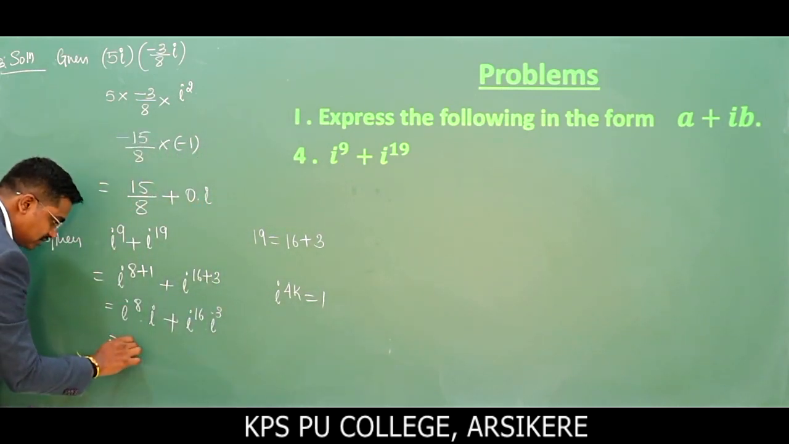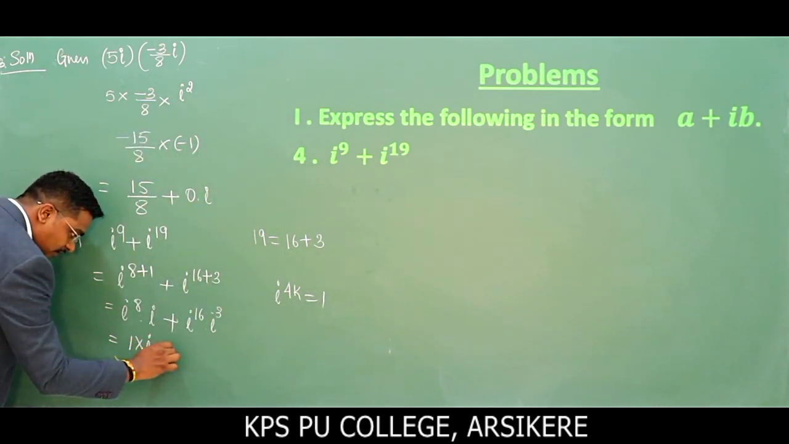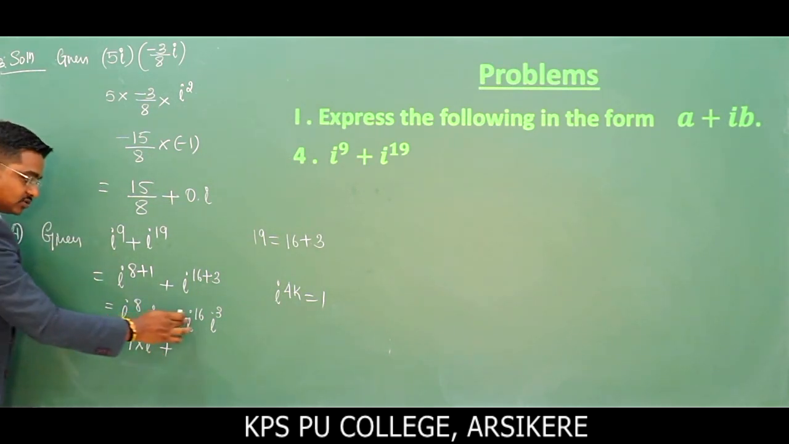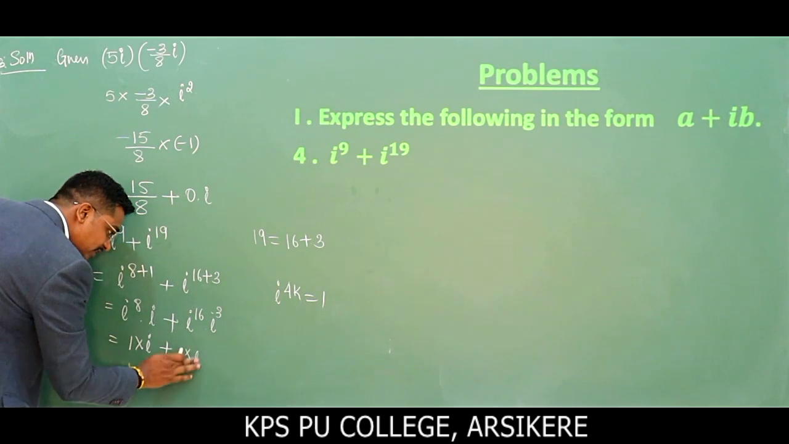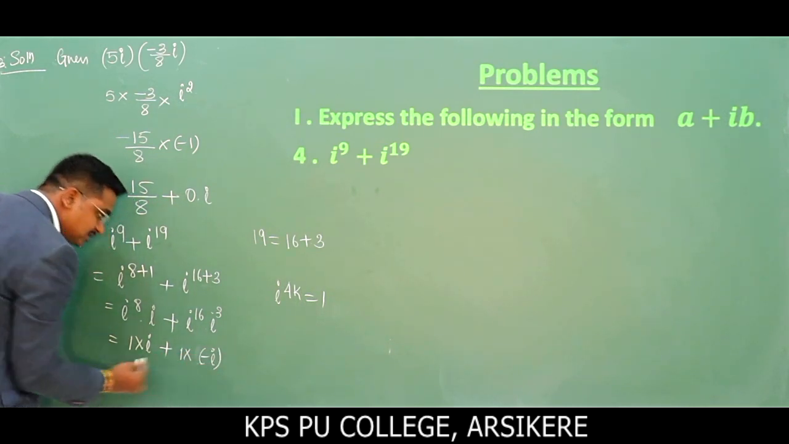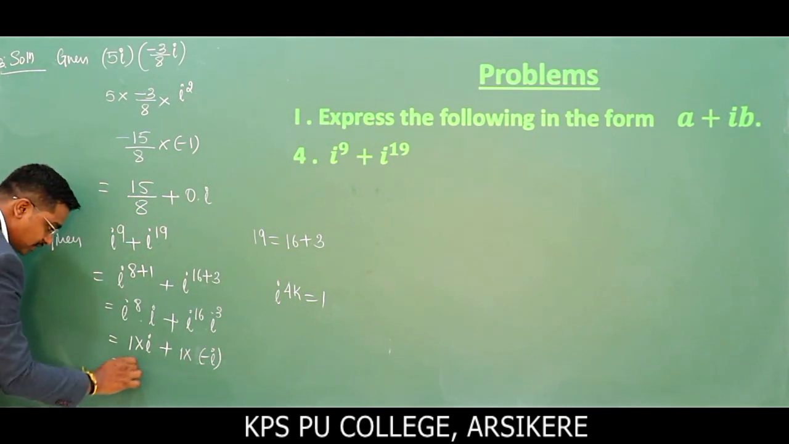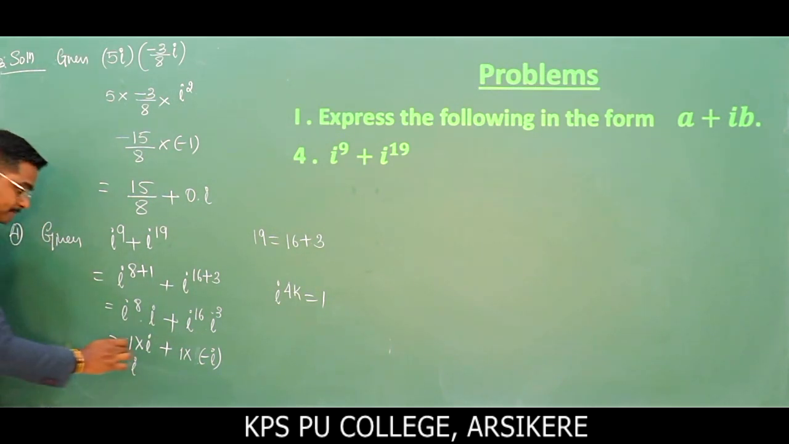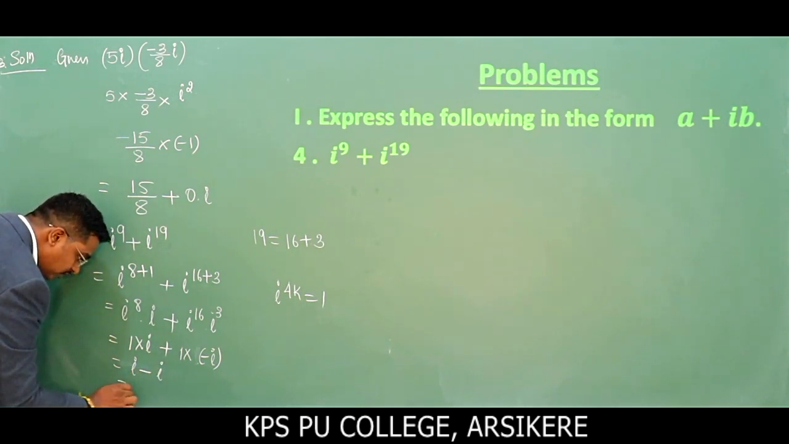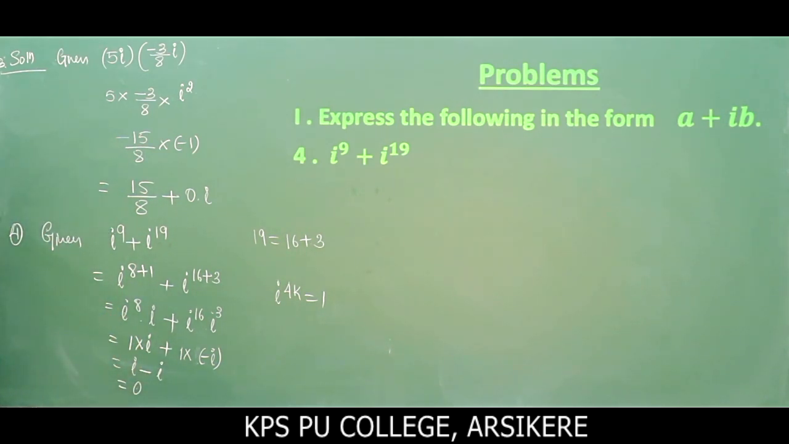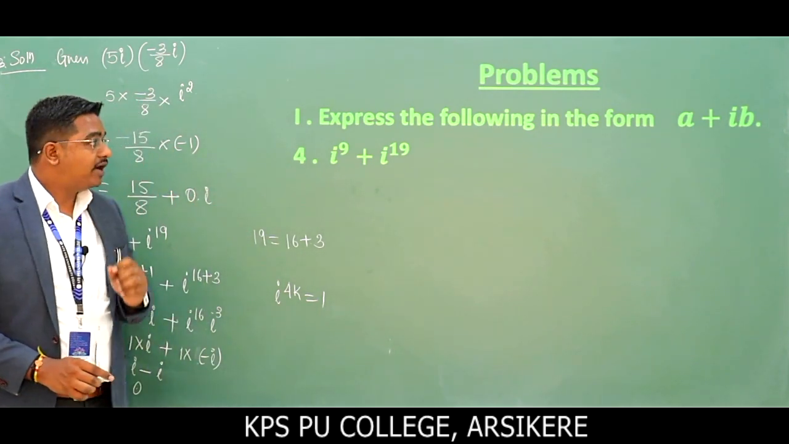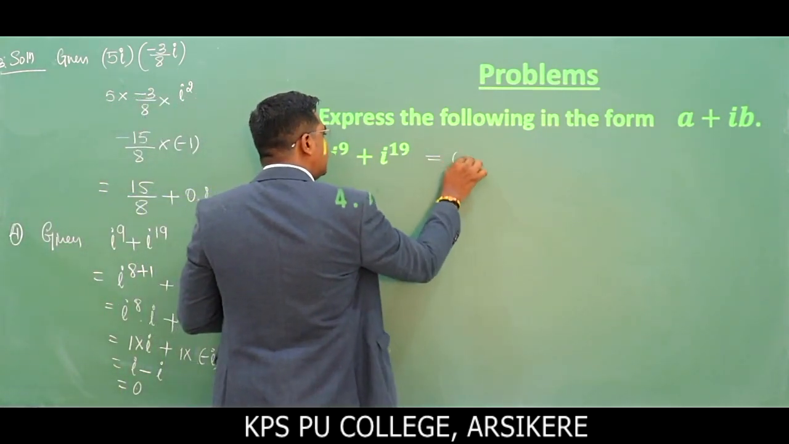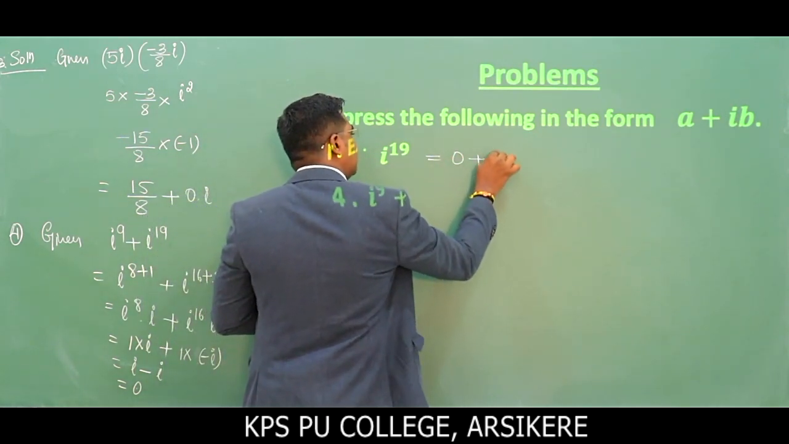Similarly, this term reduces as 1 into i plus, again 4 4s are 16, this is also 1 into i cube, which is minus i. So this can be written as 1 into i is i, and plus into minus becomes minus i. So the total value left here is 0. Therefore the simplification of i power 9 plus i power 19 is 0. You can write this as i into 0.